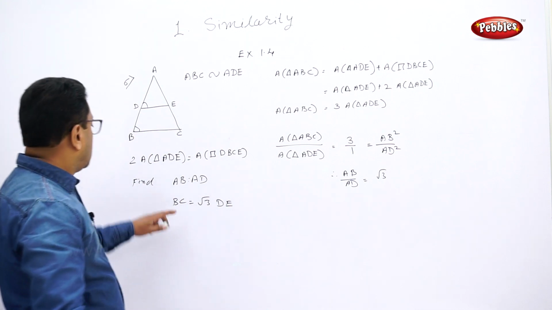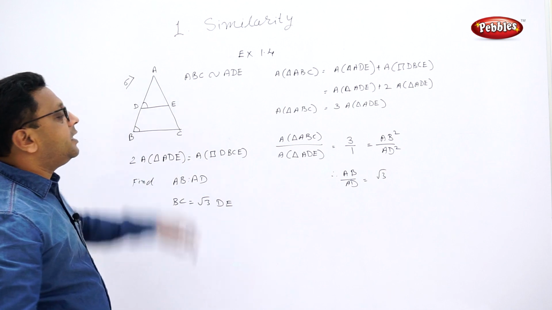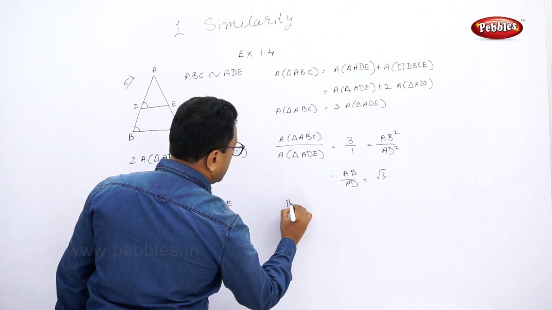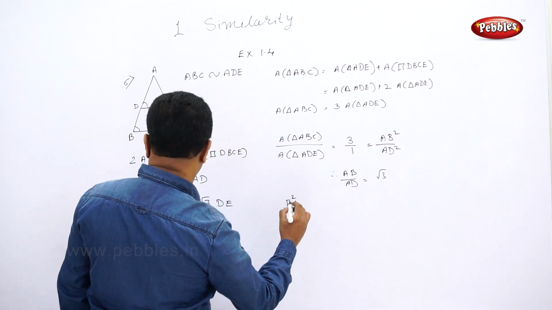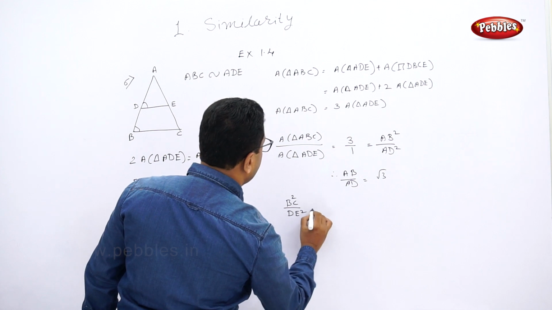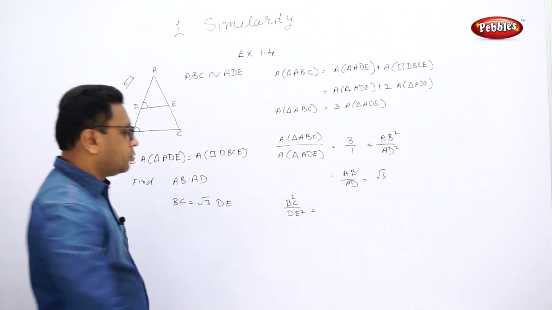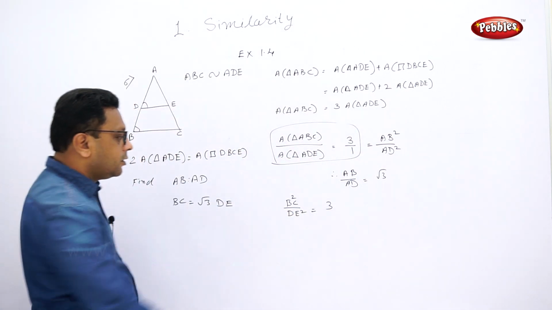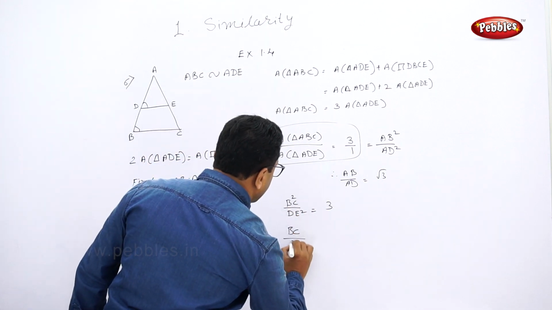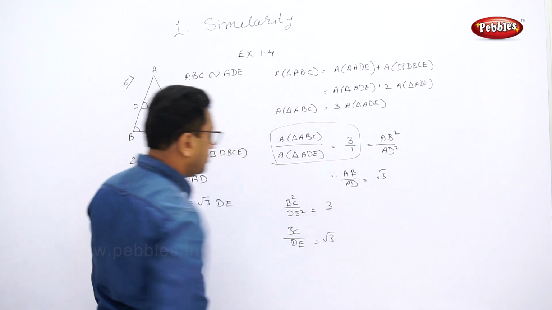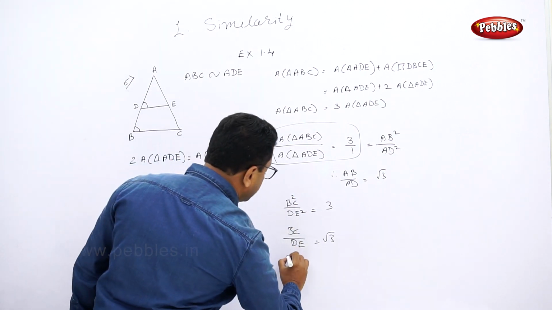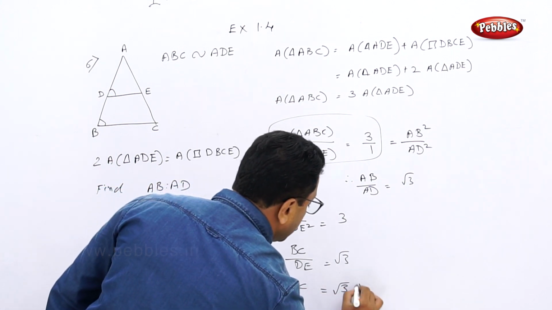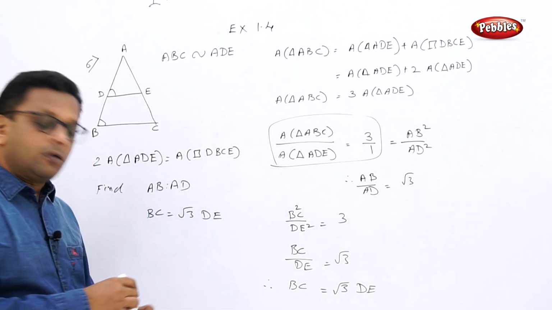Correct? But BC and DE are also corresponding sides. So I can write that BC square upon DE square is also equal to 3 from this. Correct? And so what is BC upon DE then? It is equal to root 3. And so you take DE to that side. So BC is equal to root 3 DE. Proved.